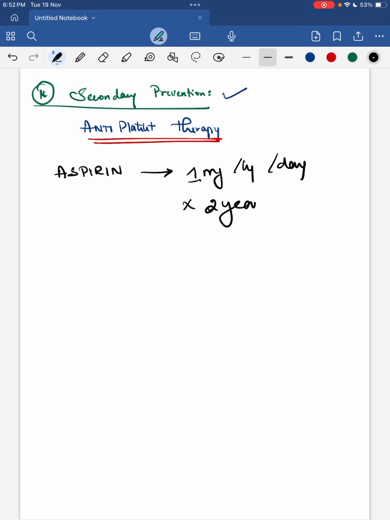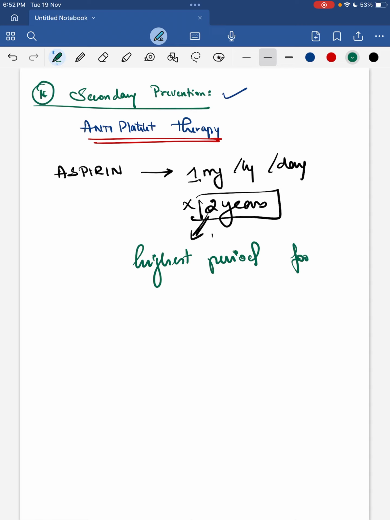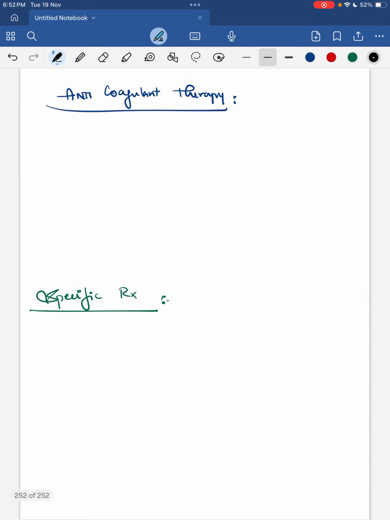So that is the highest period of recurrent stroke. So you will be using your aspirin treatment at the dose of 1 mg per kg per day for up to 2 years. So this aspirin dose can vary between 1 to 3 mg per kg per day also. Fine. Right. Next is your anticoagulant therapy. In anticoagulant therapy, you will be using a drug called warfarin. While using warfarin, you have to maintain your INR between 2 to 3. First point. Second, the indication for using warfarin will be when the child has features of cardioembolic stroke.